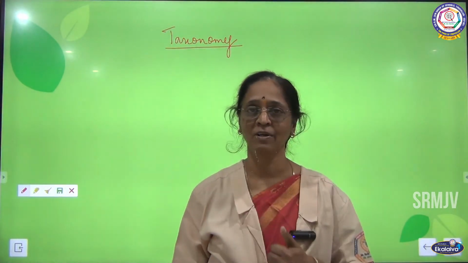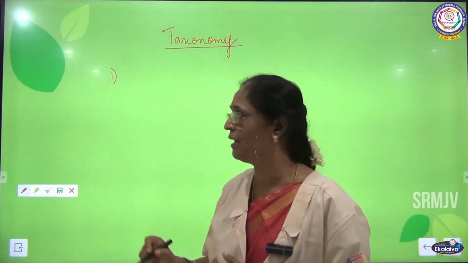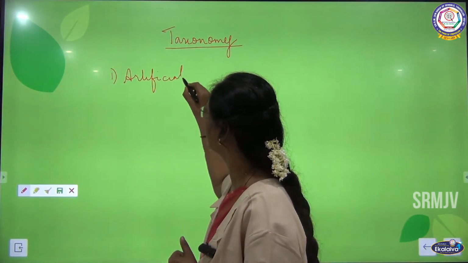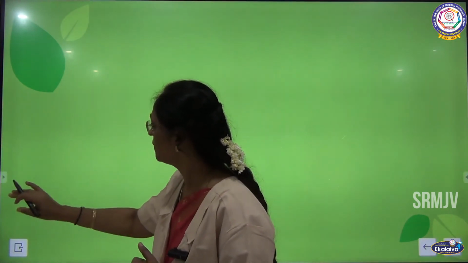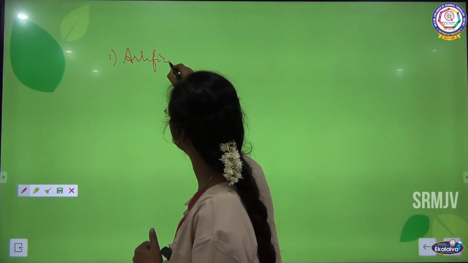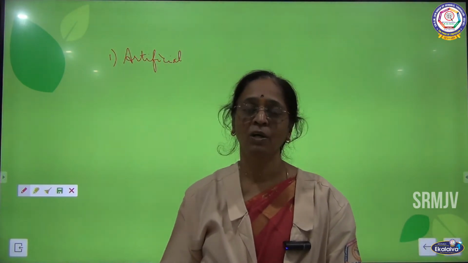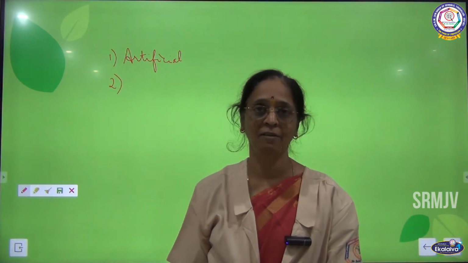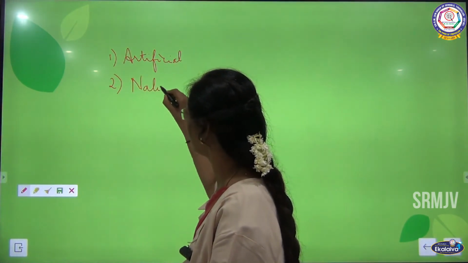There are three different systems of classification. The first system of classification, given by Carolus Linnaeus, who is called the father of taxonomy, is called the artificial system of classification. And the second system of classification, given by George Bentham and Sir Joseph Dalton Hooker, is called the natural system of classification.